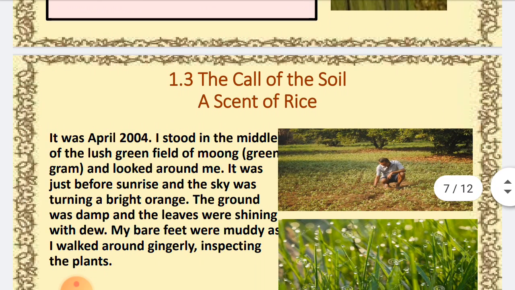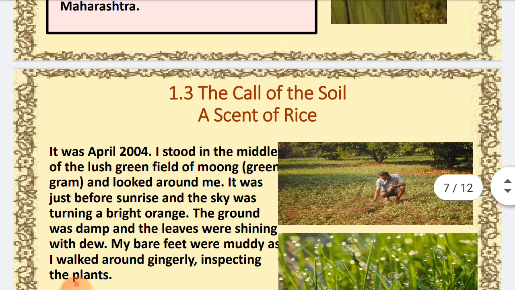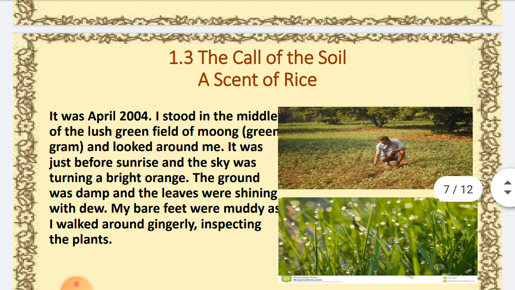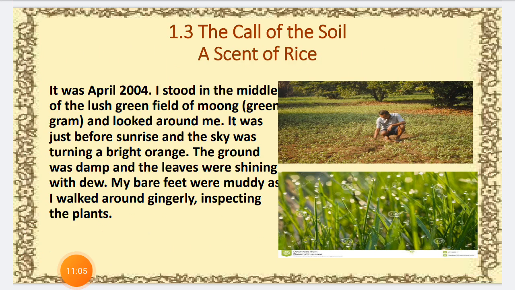Now see, this lesson, as I said, is very interesting. The call of the soil, a scent of rice. Now here you have an idea, or you have been given a clue, a scent of rice. So actually this lesson is about a variety of rice. So let us discuss what variety, what kind of rice, and what kind of challenges, everything faced by the writer.